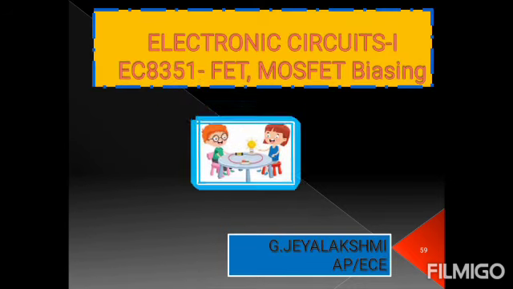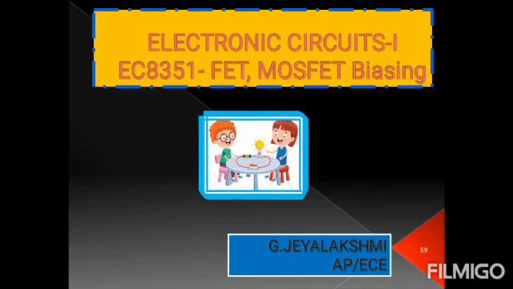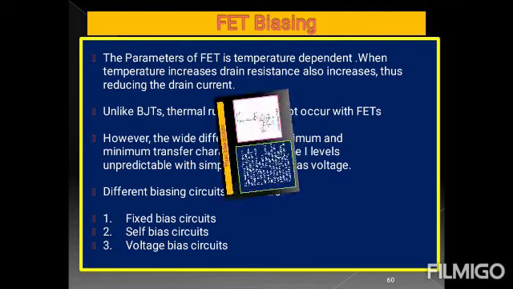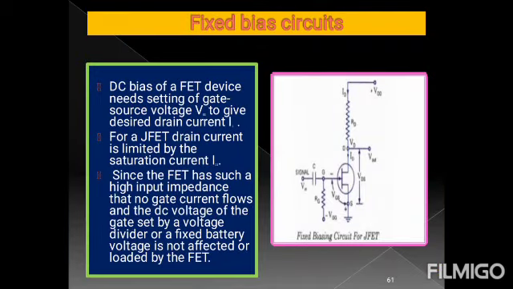Unlike in BJT, there is no thermal runaway in the FET. Since there is no thermal runaway in the FET, there is no need to go for the compensation technique. We just have to go for the stabilization technique. As we have discussed in BJT, here also we have three biasing techniques: fixed bias circuit, self bias circuit and voltage divider bias circuit. Here is the fixed bias circuit.